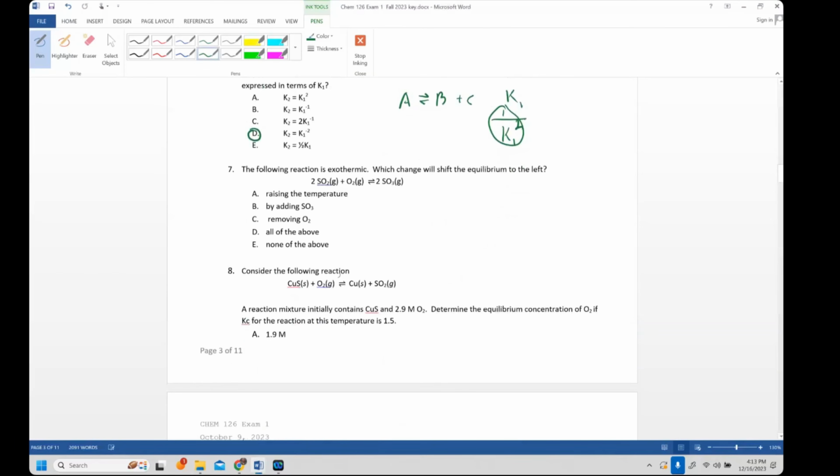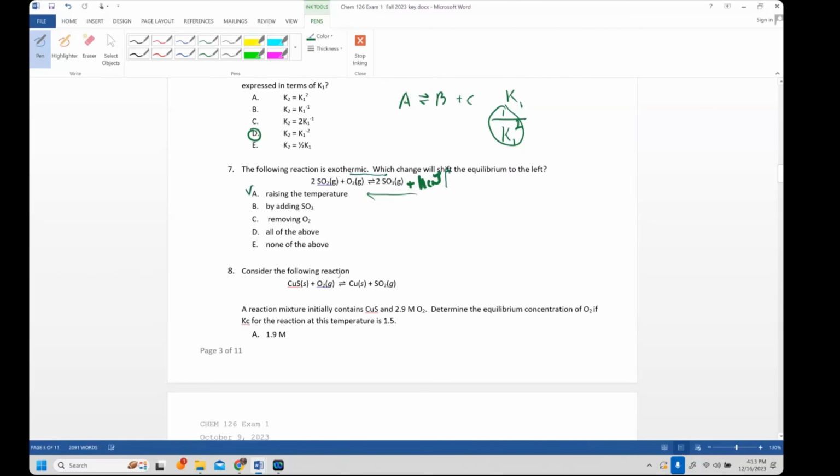All right, next. The following reaction is exothermic. Off the bat, exothermic means we got heat on the right side. So we know that off the bat. And remember what I said during class, for those of you who had me, is to treat heat like a reactant or a product, just like you would any of these chemicals when we're talking about Le Chatelier's principle. So which change will shift the equilibrium to the left? If you raise the temperature, that means if we treat heat like a product, raising the temperature, it will go to the left. So that one is true. Adding SO3 will tip the balance to the right side.